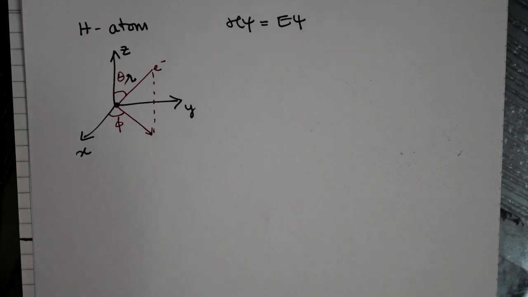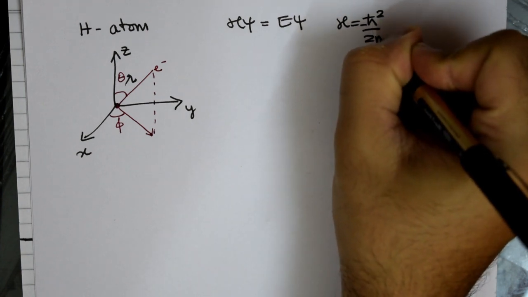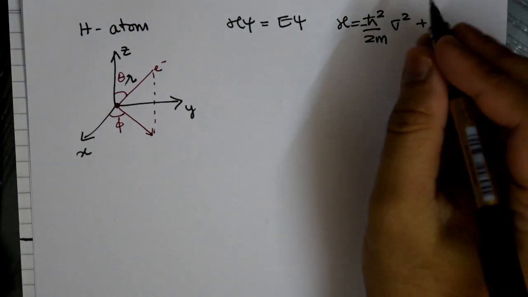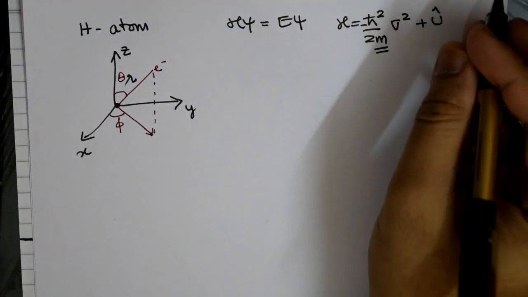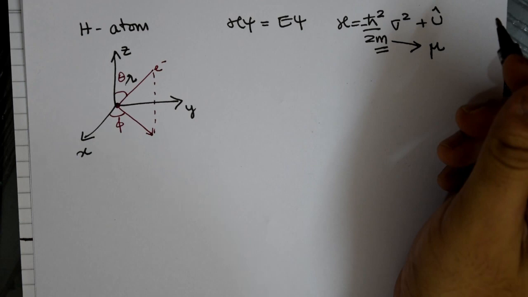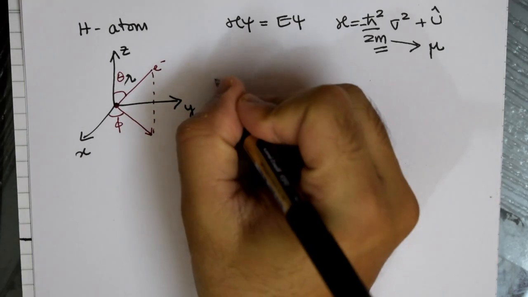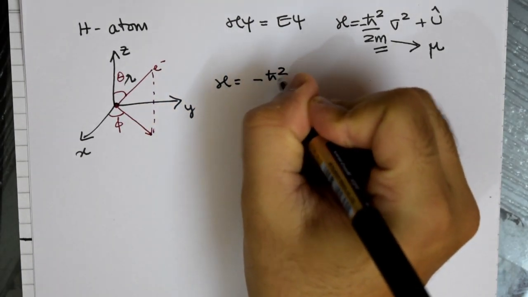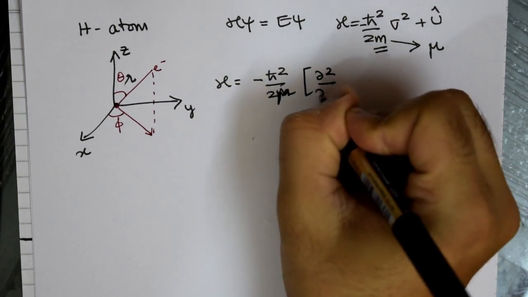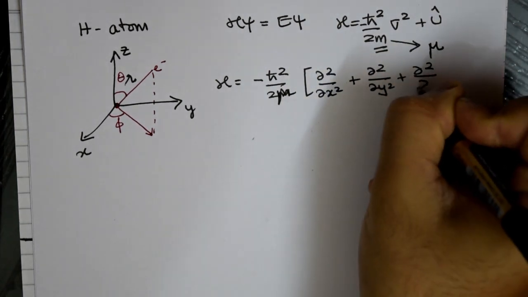I'm sure you remember when you have a Hamiltonian that goes as minus h cross square by 2m del square plus U, where this is the total energy for a system. When you have two bodies, all one has to do is convert the mass into reduced mass. This we have seen in the previous lectures, so we are going to adopt the same methodology here. Therefore the Hamiltonian will be given by minus h cross square by 2 mu, dou square by dou x square plus dou square by dou y square plus dou square by dou z square.